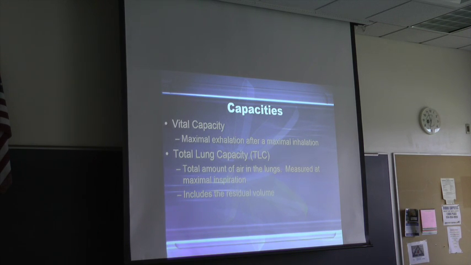The next capacity is called vital capacity. This is the maximal exhalation after a maximal inhalation. And you perform a vital capacity when you do a pulmonary function test with the patients. By having a patient perform a vital capacity, you can tell a lot about their lungs. If they're able to get all the air out really quickly, then they have normal airways. But if they blow and they take a long time for the air to come out, then they have obstructed airways. So that's how you use it for diagnosing COPD.